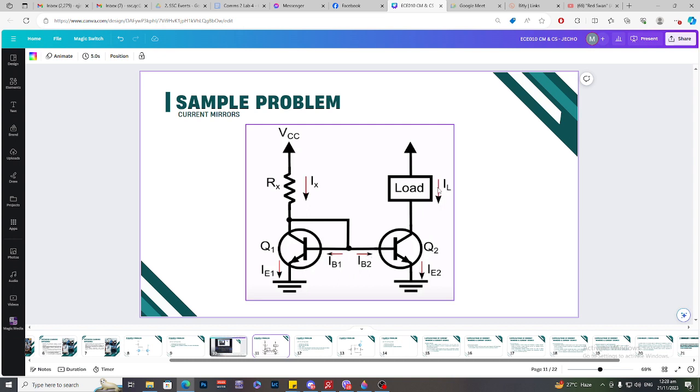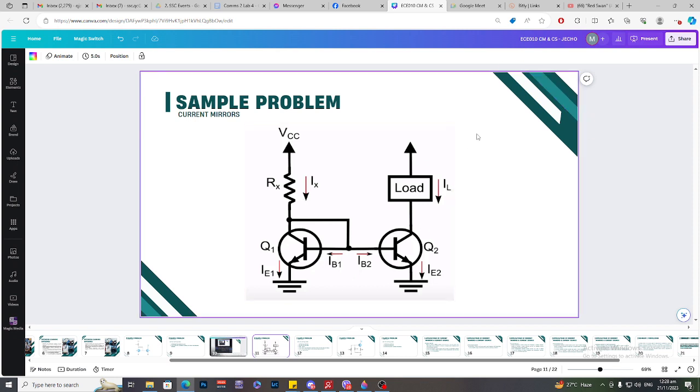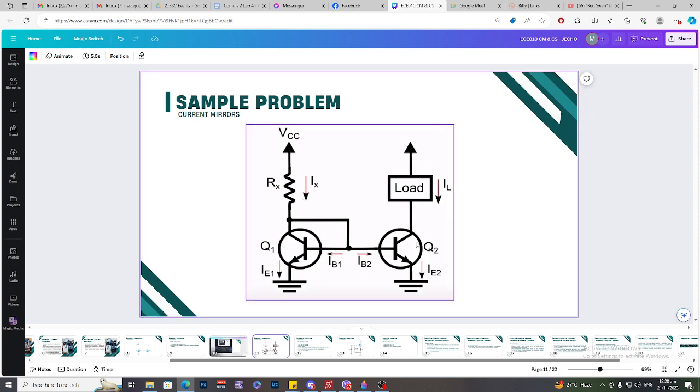Q2, and the IL. So naming these different components, as shown here, the IE1 stands for the emitter current, the IB1 is the base current, the IL is the current at the load, and these ones are the current and the resistance shown in here. The difference between these two is that the Q1 and the Q2 are mirrored.